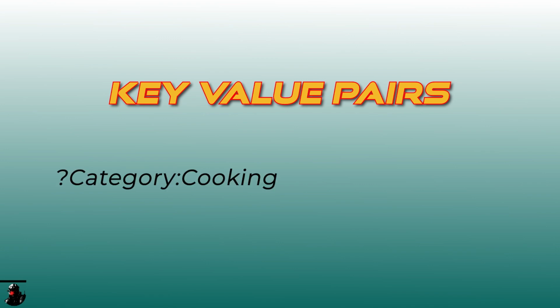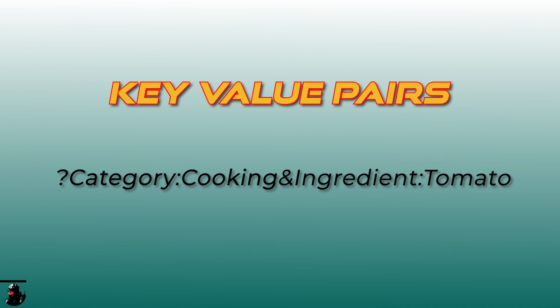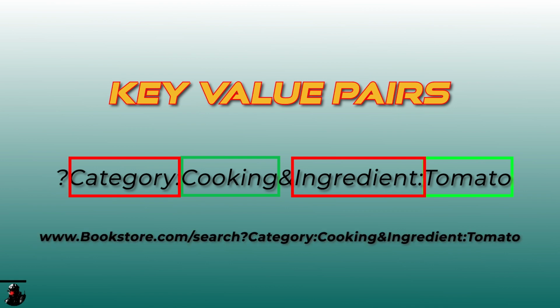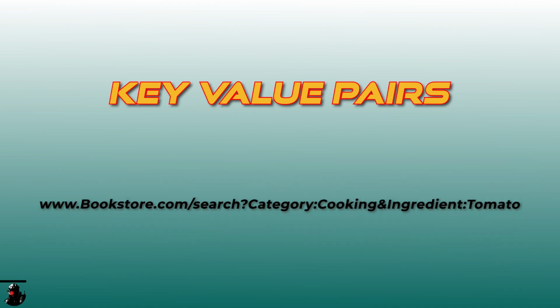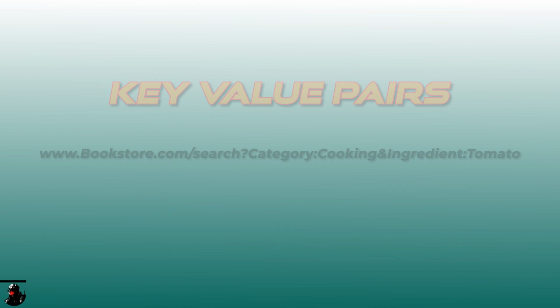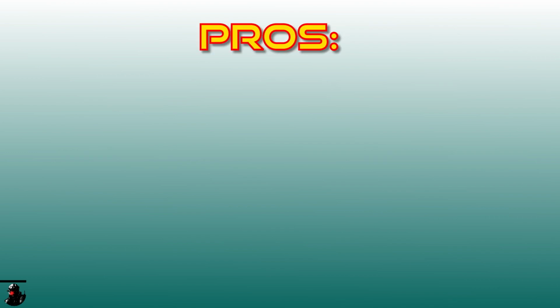In the URL, the first key value pair follows a question mark, and any subsequent pairs are separated by ampersands. Each pair has a key, which is the name of the parameter, and a value, which is the information requested. For example, in this URL, category and ingredients are keys, while cooking and tomato are their respective values. The server uses these parameters to understand exactly what information you're looking for, much like how you would specify details to a librarian.